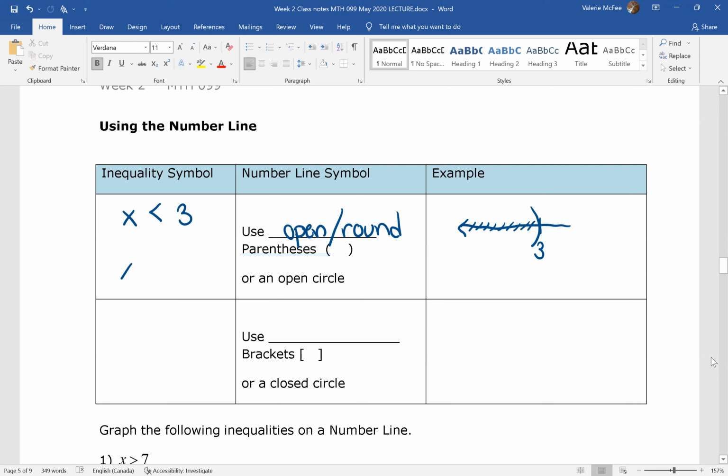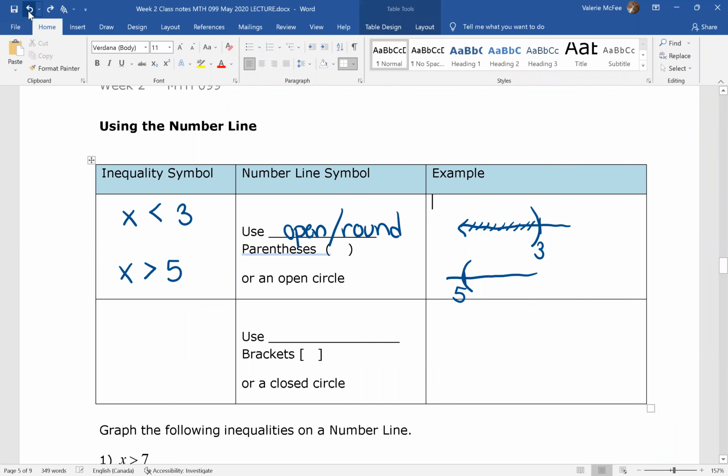If I said that X is greater than 5 on my number line again, if I put my 5 here, I'm going to use a round bracket or maybe an open circle. Let's just change that. It depends on the textbook you're using. This time I'm shading to the right to show that the numbers are greater than 5, larger than 5.